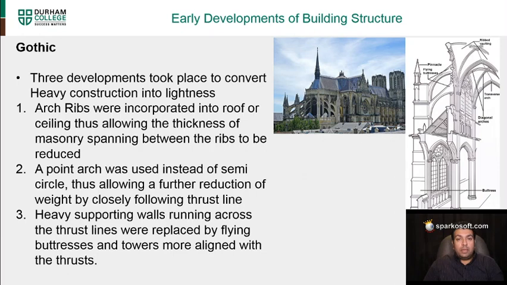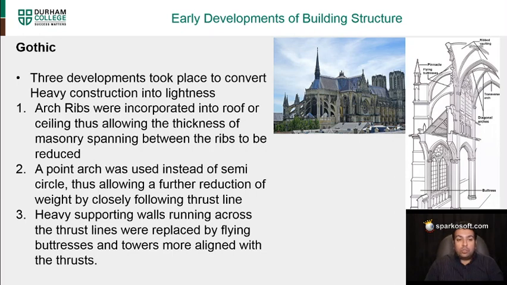Then came the Gothic construction. There, three developments took place to convert heavy construction into lightness. There were arch ribs that were incorporated into roofs or ceilings, thus allowing the thickness of the masonry spanning between the ribs to be reduced. So they used rib structure instead of the vaults and the domes. That way you were able to incorporate the roof ceiling and make the thickness of the masonry spanning smaller.